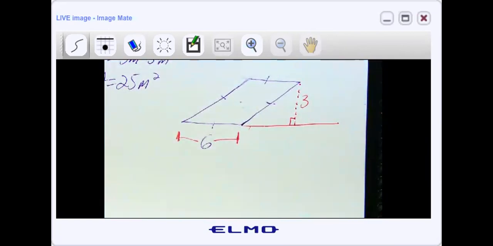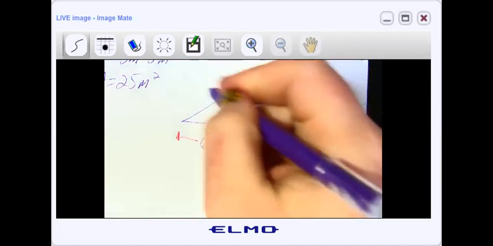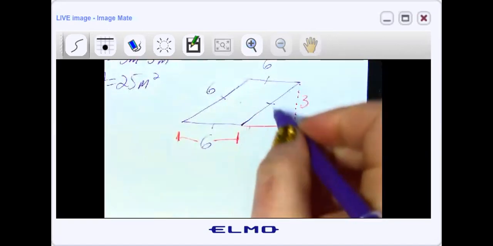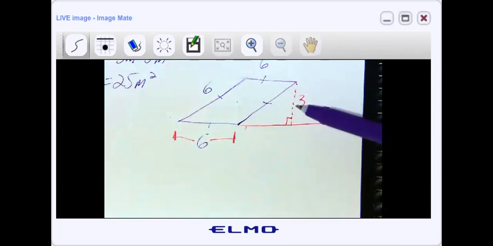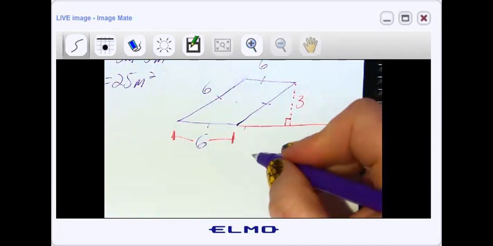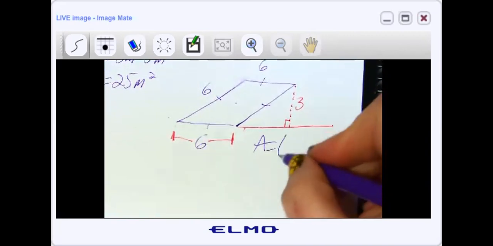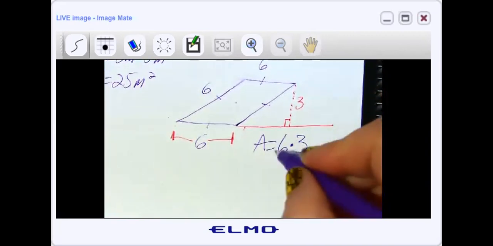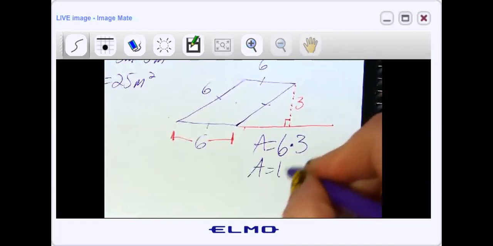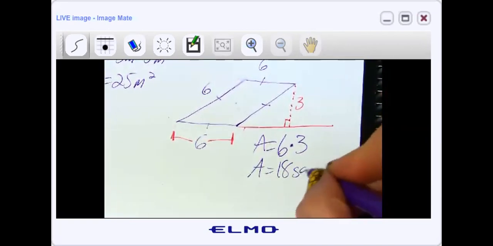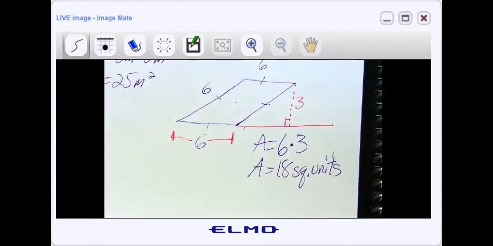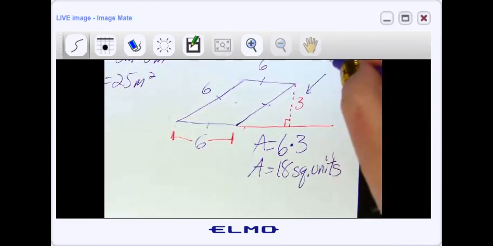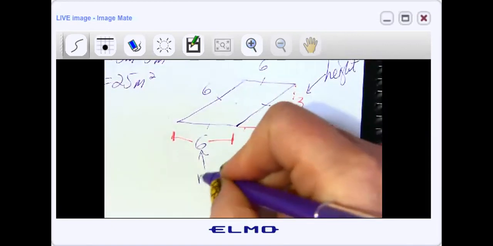So the area of this thing, even though all of these other sides are 6, I'm not doing 6 times 6. I have to do the base times the height, and the height is 3. So the area this time would just be 18 square units, 6 times 3. All right, so I'm even going to note that that thing is still the height. This thing here would be your base.